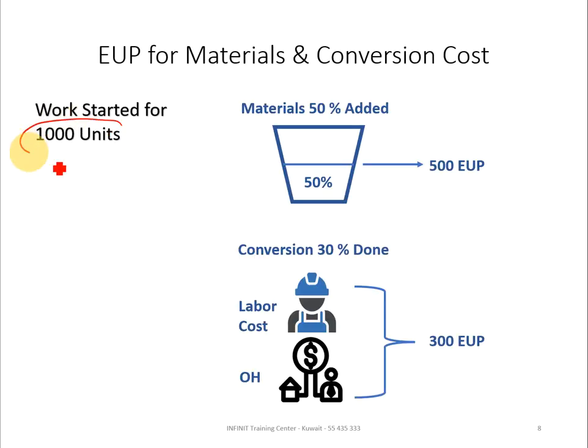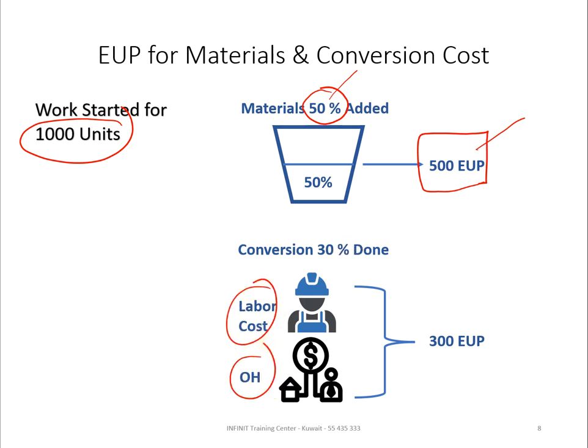So we can say I'm working on 1000 units, materials we added 50%. So we will say material EUP is 500. So 1000 units we started working on, but only 50% of the materials were added in each unit. So 1000 multiplied by 50%, you will get 500. Same way, you have conversion cost, which is labor cost and overhead. You spend only 30% on these 1000 units. So what is your EUP? EUP is only 300. How did you get it? 1000 multiplied by 30%.